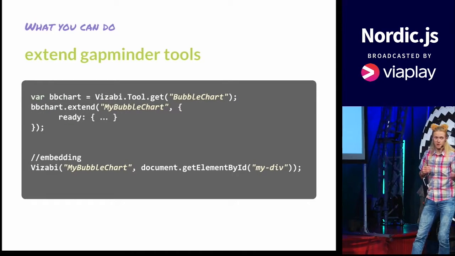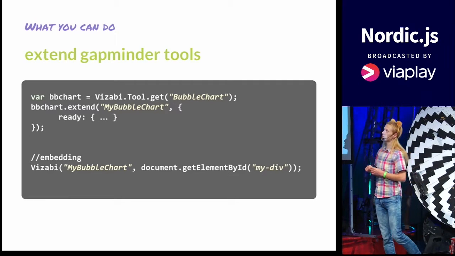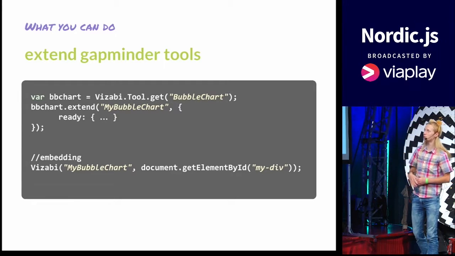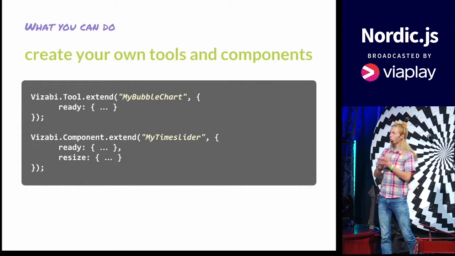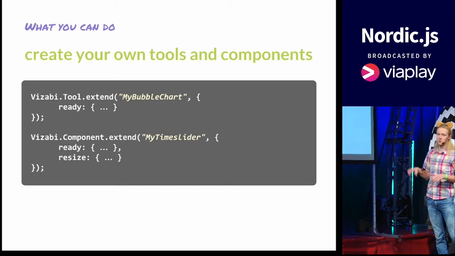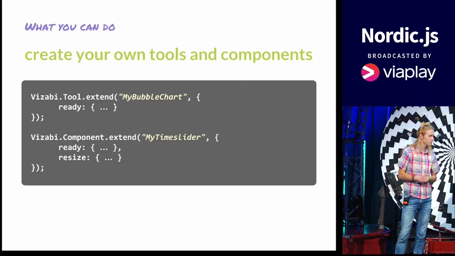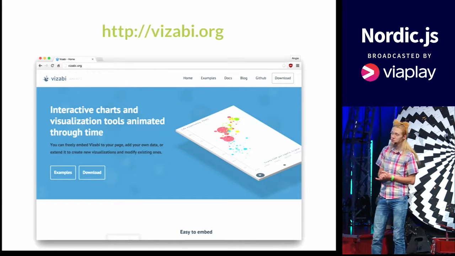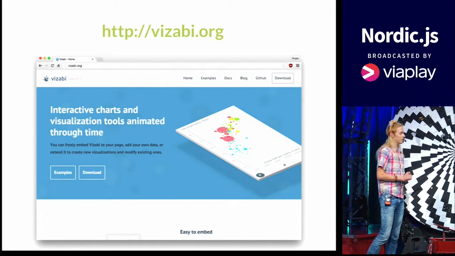You can extend our tools and override them. So here you create your own bubble chart, and you override the method ready, so you do something different, and then you embed it in your own web page, same as before. Or you can create your very own tools in our framework, Visabi. And here you have tools and components which you created from the basic class. So please visit our documentation at the website visabi.org.